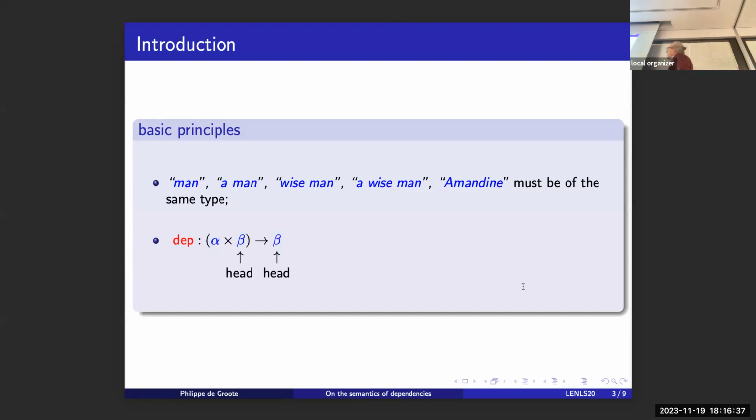Okay, so we are going to look at things like that for the semantics of the dependencies. Actually, there is a small technical difference, which is that instead of using Cartesian product, I'm just going to use currying. That's a technical thing.